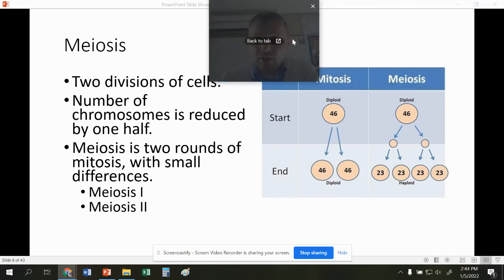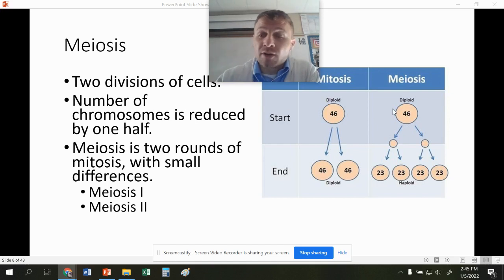In meiosis, however, we do start out with a diploid cell, but at the end we have these haploid cells. And they only have 23 chromosomes. And you might think, why do they only have 23? These are eventually going to become the sperm and the egg. These will have half the number of chromosomes.